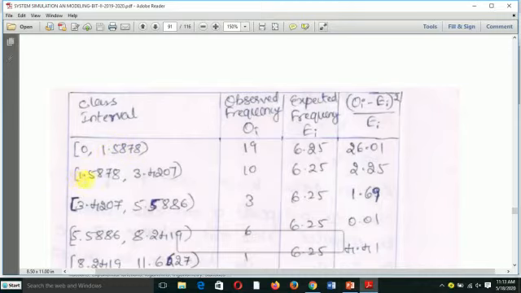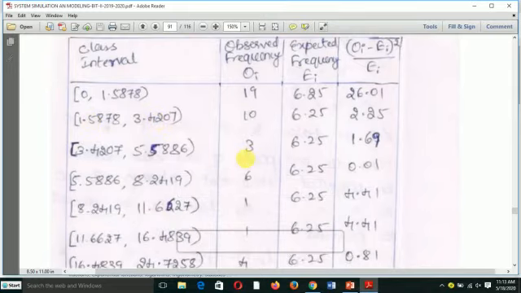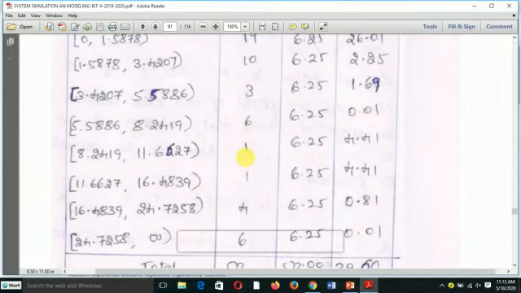So also between this range and this interval, there are 10 values or 10 elements. So let's check for this one. You can check the interval between 8.2419 and 11.6627. So we check which value in the list which has been provided is in this range. You check which is in between this.